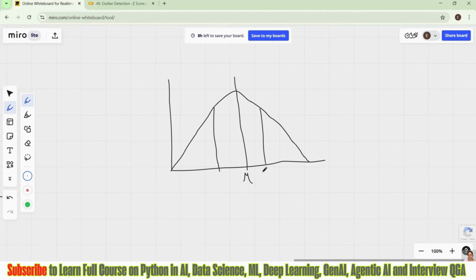How are we representing it? We represent it like this: mean plus 1 standard deviation and mean minus 1 standard deviation. This is your standard deviation symbol, right? Then we have the second standard deviation level, plus 2 and minus 2. Then this is your third standard deviation, plus and minus 3.